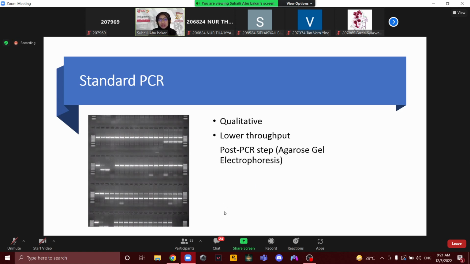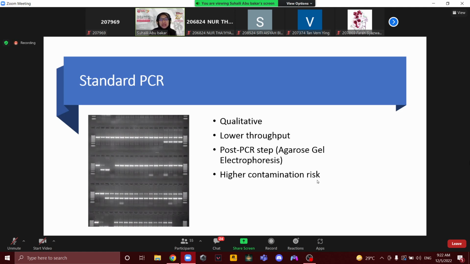Okay, for a small laboratory. And then it needs a post-PCR step, this one, agarose gel electrophoresis. It means that after you are done with the PCR cycles, you still need to do this to see the results. After the thermocycler alone you have nothing, no result at all, right? After the thermocycler, no result yet. So you have to do this.